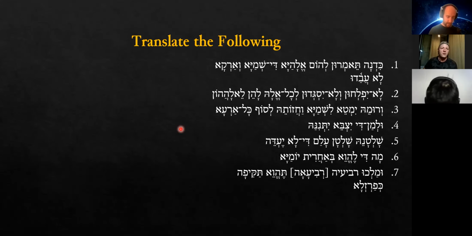Number 7. Jonathan, I've removed the vowels, the vocalization from the ktiv, because I don't see why they vocalize the ktiv. It's saying we're not supposed to read that word. We're supposed to read the one that's in parentheses.